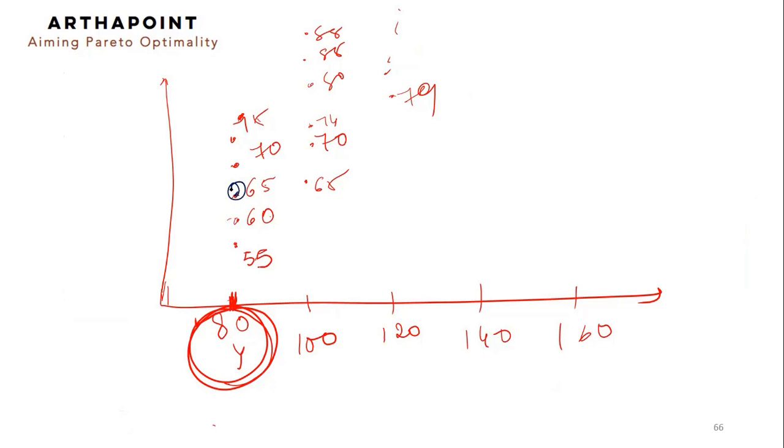So 65 tells me that within the families which have an income of 80, only within those families that have an income level of 80, the average consumption is 65. On an average, families consume 65.